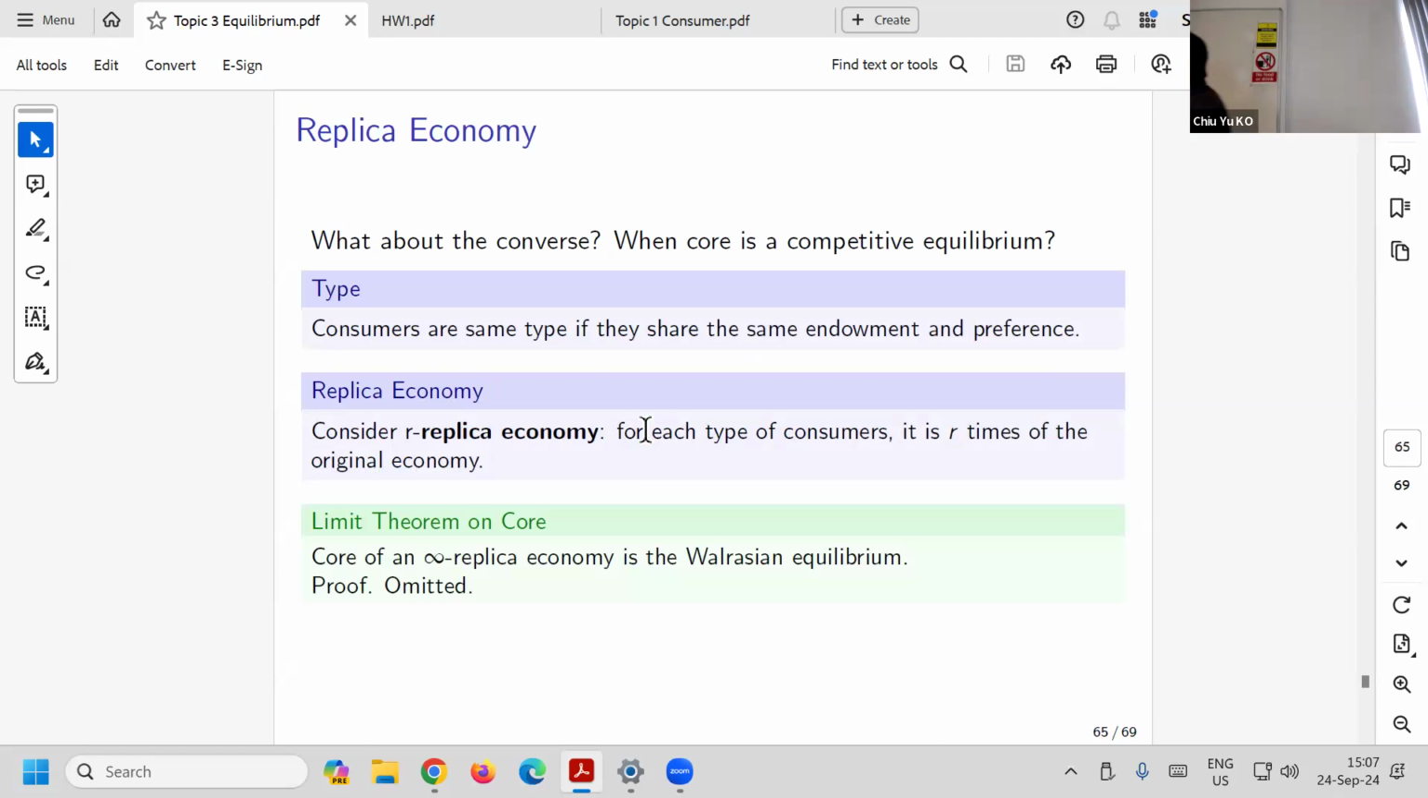I don't have time to talk about more, but besides the core, there are many other concepts like nucleus, kernel, bargaining set, where we get a similar result. There's some way to convert, some way to include. So Walrasian equilibrium is a very nice result. If you want, you have to study chapters 4 to 5 in Mas-Colell, Whinston and Green. They spend a lot of time proving all those kinds of technical results.